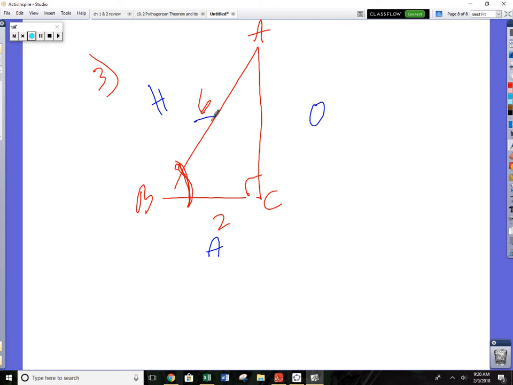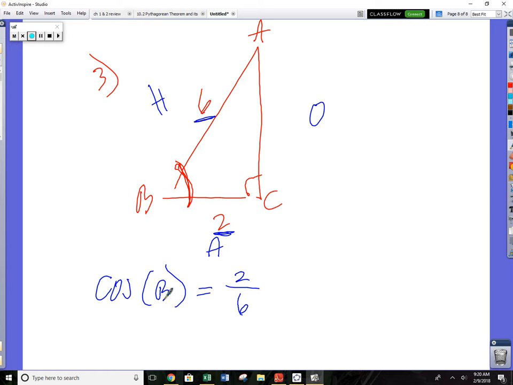You want to use the 6 with the 2. So you want to use the hypotenuse with the adjacent. So the hypotenuse with the adjacent, that is this. That is cosine. Cosine from B equals adjacent over hypotenuse. So now do you remember what to do if I have the ratio but I don't have the angle?